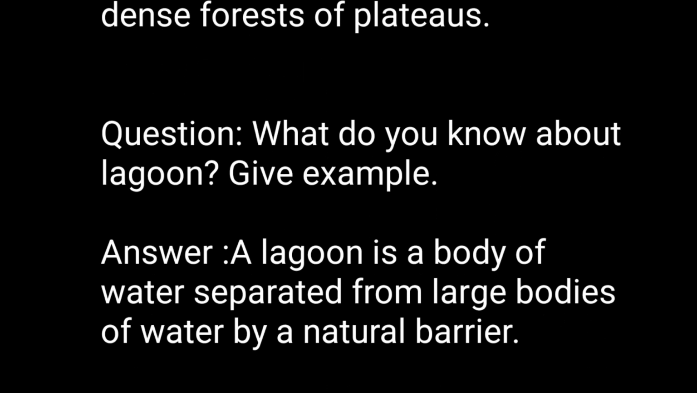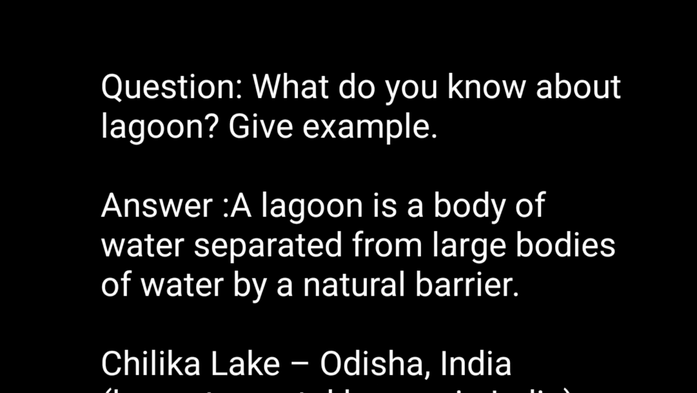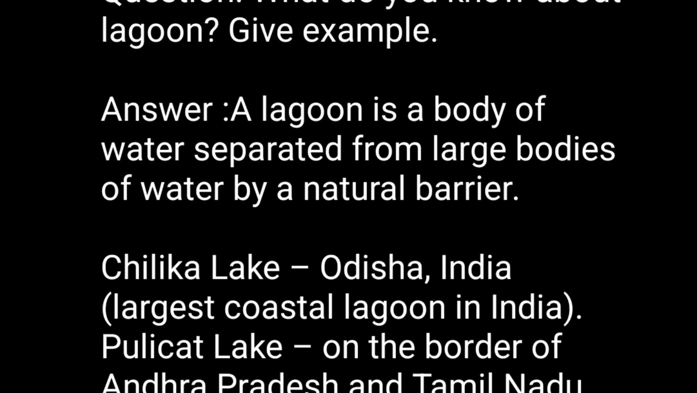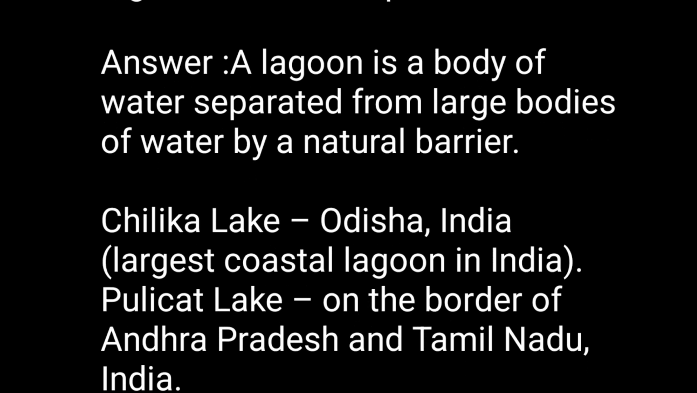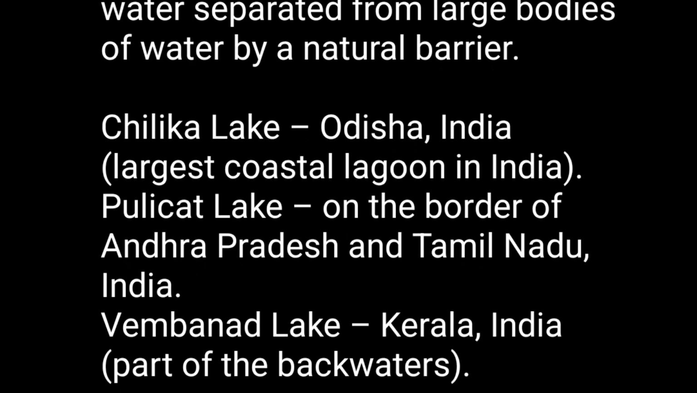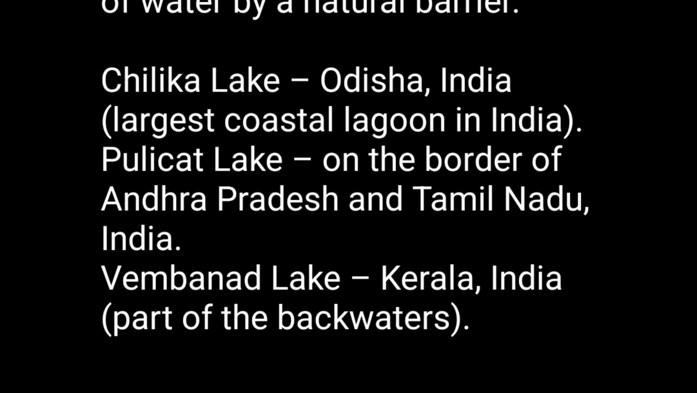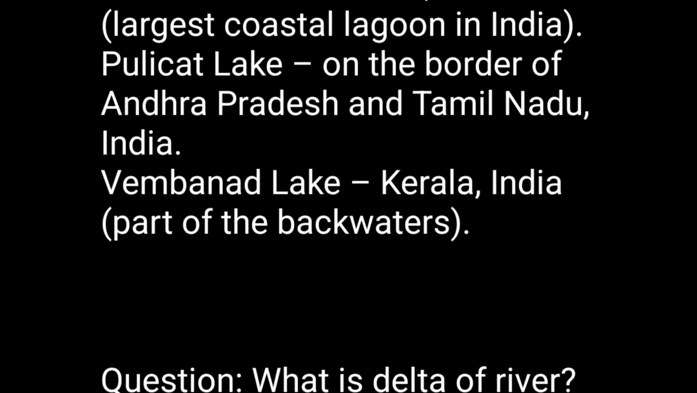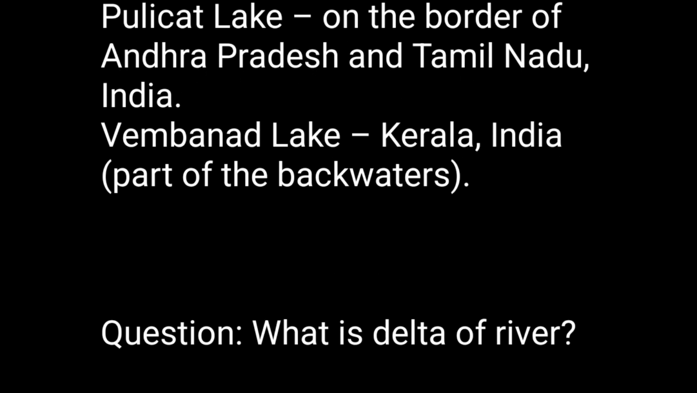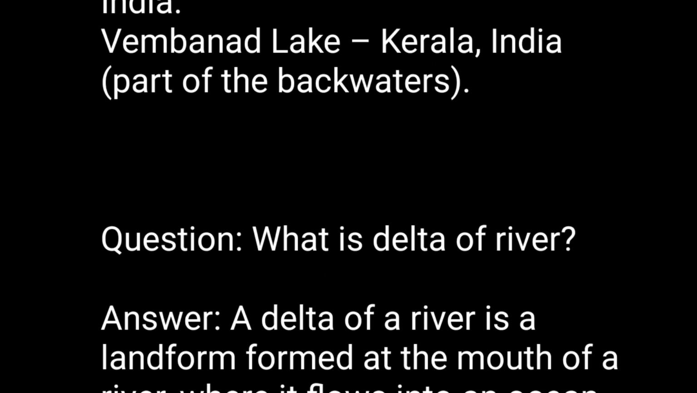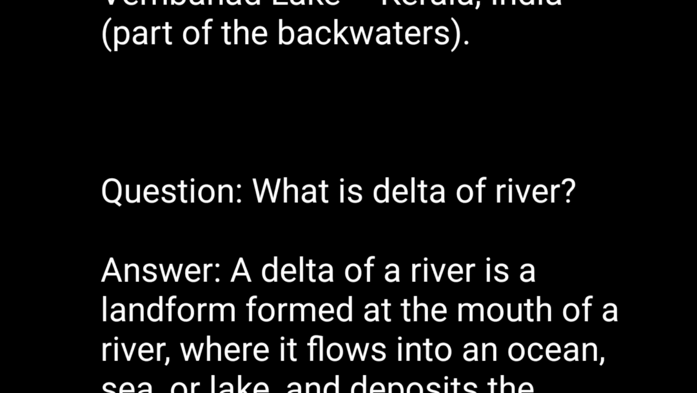Question. What do you know about lagoon? Give example. Answer. A lagoon is a body of water separated from larger bodies of water by a natural barrier. Chilika Lake, Orissa, India, is the largest coastal lagoon in India. Pulicat Lake, on the border of Andhra Pradesh and Tamil Nadu, India. Vembanad Lake, Kerala, India, part of the backwaters.